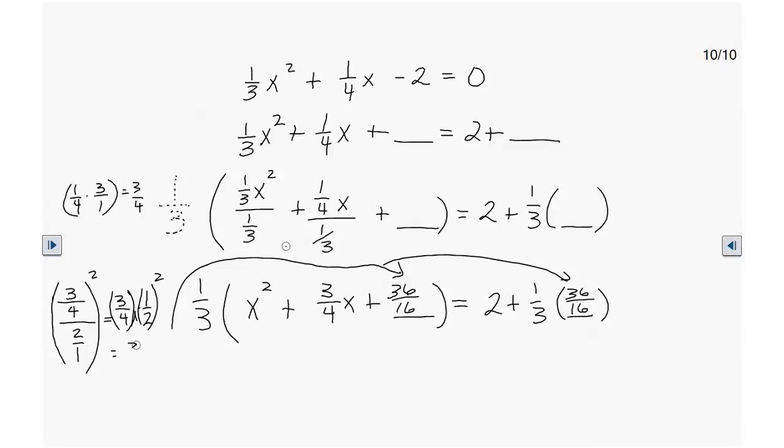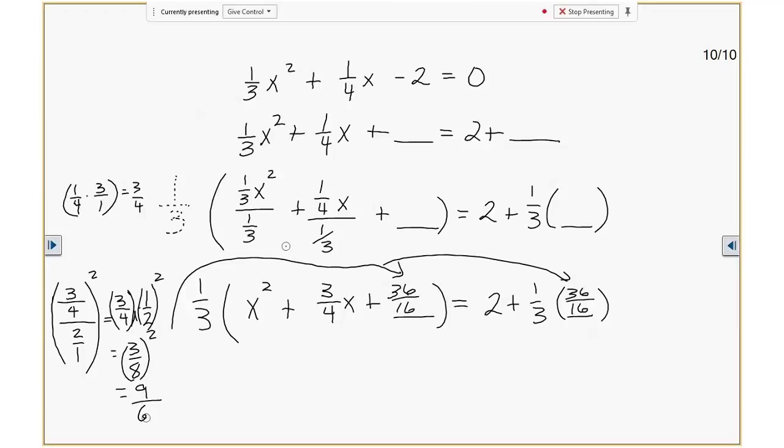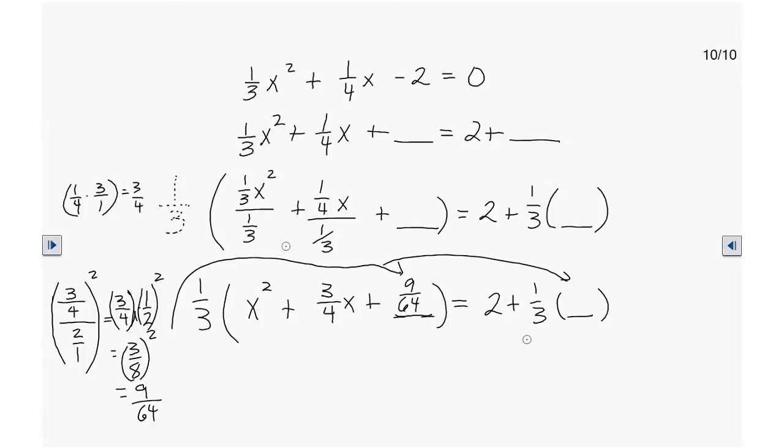3 over 8 quantity squared is what? 9/64. How about that? Thank you for catching that. Well, I'm not too worried about it, because what would have happened when we tried to draw it? We would have called it 9 over 64. 9 over 64.